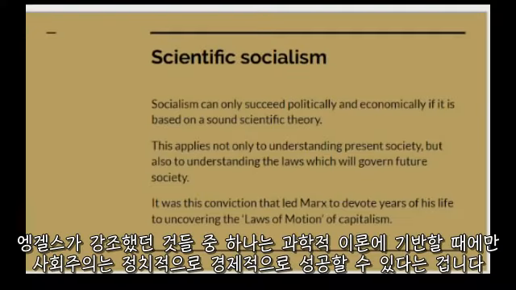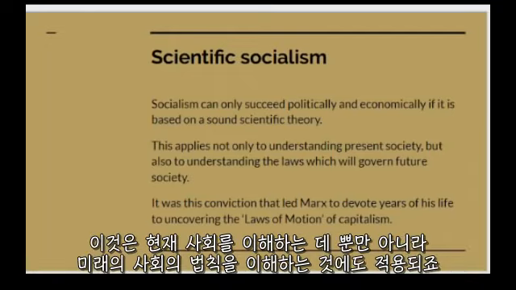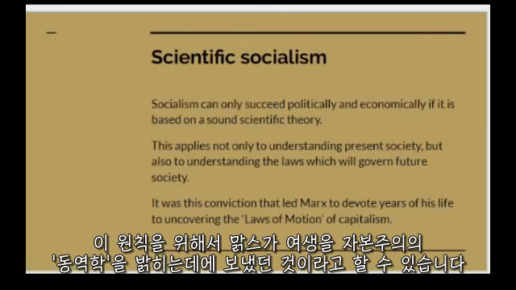One of the things that Engels emphasizes is that socialism can only succeed politically and economically if it's based on some sound scientific theory. And this applies not just to our understanding of present society, but also to an understanding of the laws which will govern any future society. And it was this conviction that led Marx to devote so many years of his life to uncovering what he called the laws of motion of capitalism.